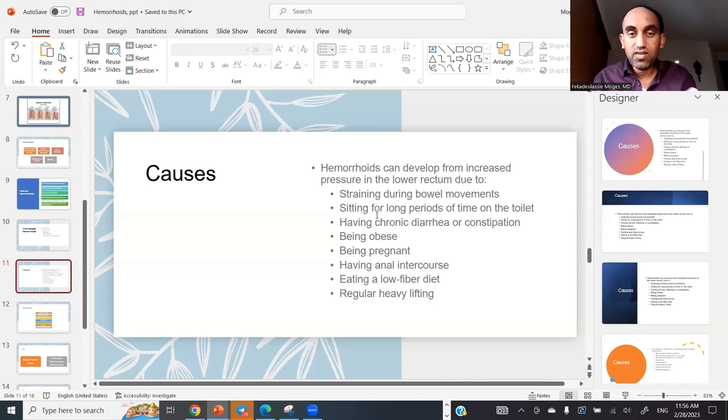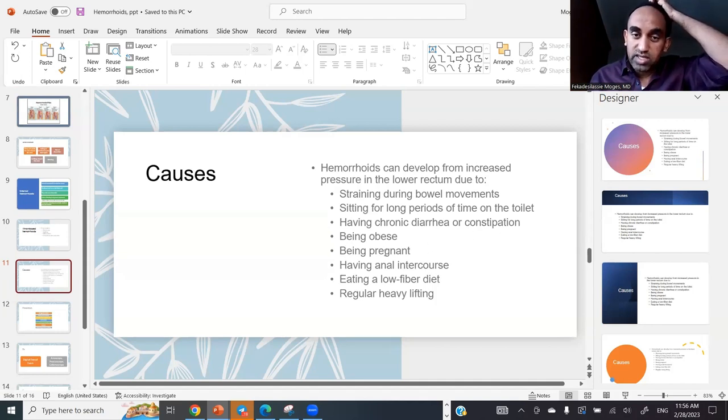So causes, there are different causes. Straining during bowel movement, sitting for long periods of time in a toilet, having chronic diarrhea or constipation, obesity, pregnancy, anal intercourse, eating a low fiber diet, regular heavy lifting. These are common predisposing factors for hemorrhoids, okay? And most importantly, I would stress chronic constipation as well as staying long periods on the toilet.